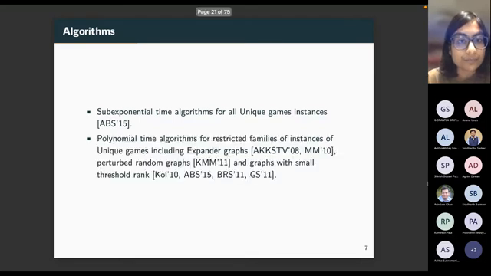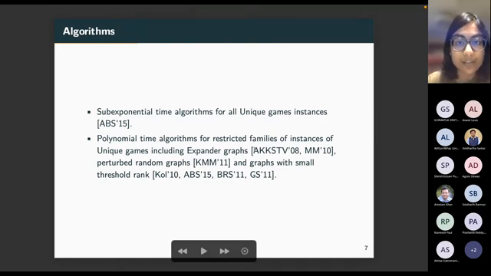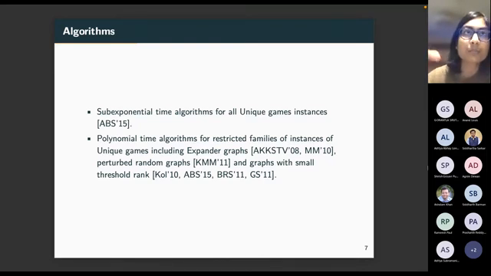And then we also know that unique games is easy on many restricted families of instances, including expander graphs, perturbed random graphs, and graphs with small threshold rank. So again, one interesting fact here is that expander graphs are actually random instances of unique games, because if you sample random graphs, they will be expanders.